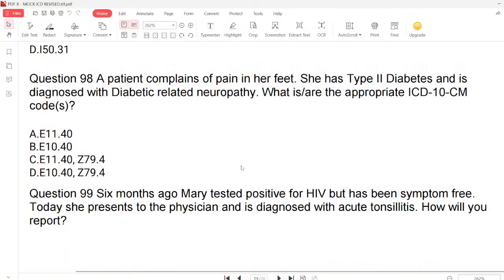98. A patient complains of pain in her feet. She has type 2 diabetes and is diagnosed with diabetic related neuropathy. Akash also correct.